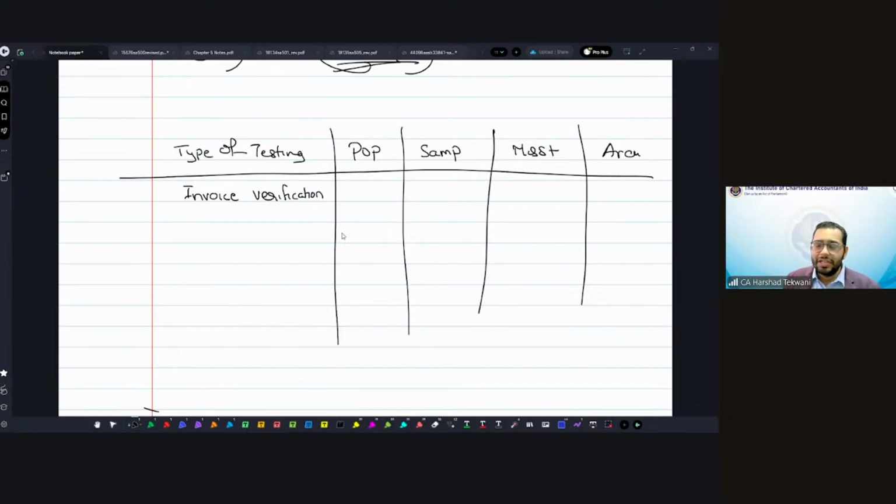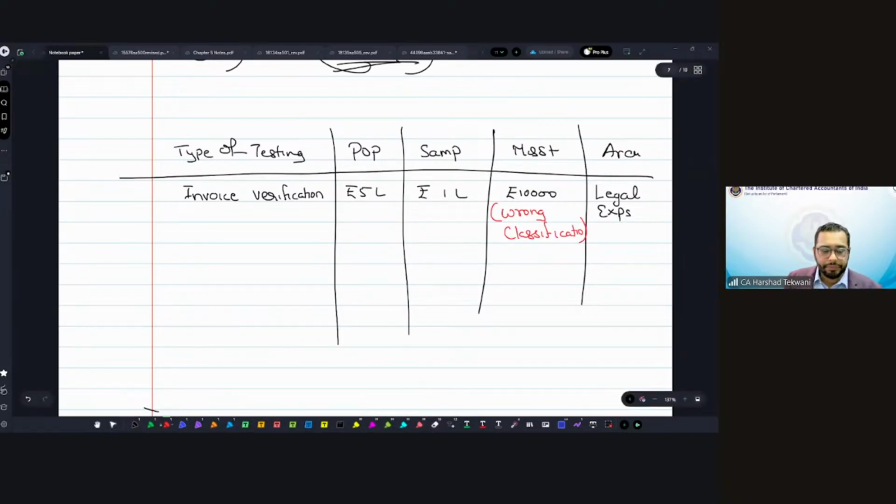Okay. Invoice verification, let's say the population is 5 lakhs, sample size was, let's say, 1 lakh. Misstatement, let's say only 10,000. And the area was legal expense. Now I'm writing something along with this, and then you tell me. This is a wrong classification error. So there was a wrong classification of the expense in this scenario. Okay. Next area, again, invoice verification.